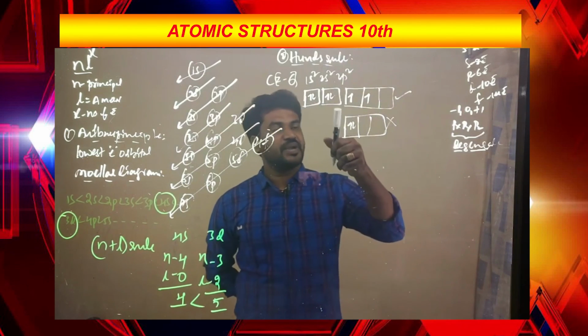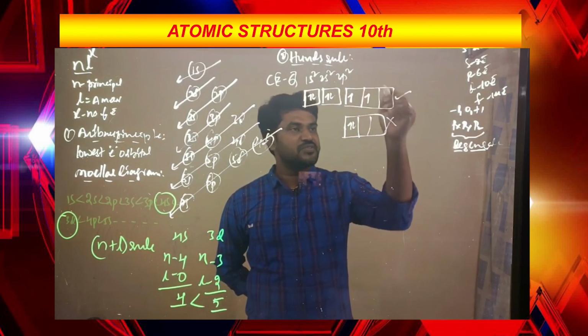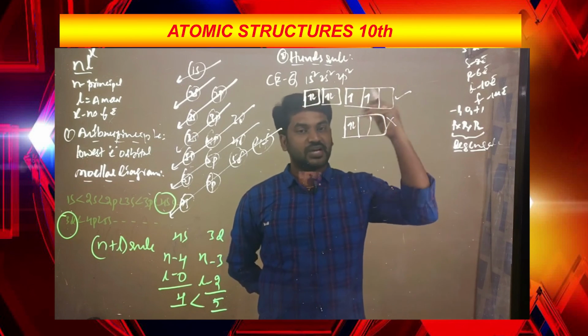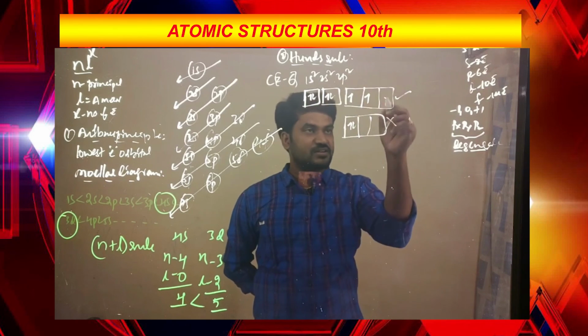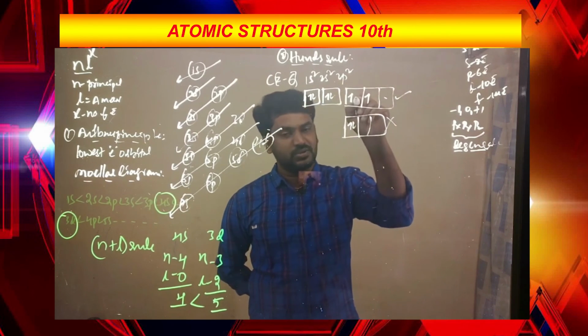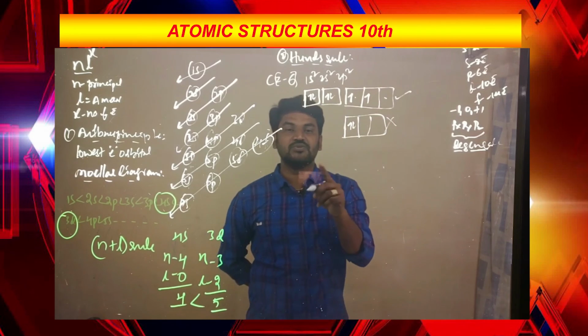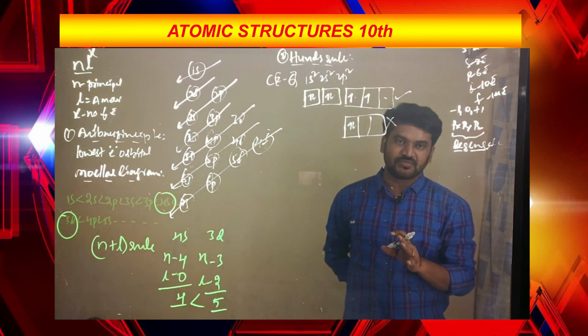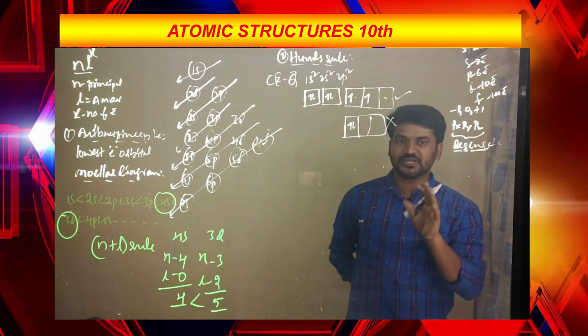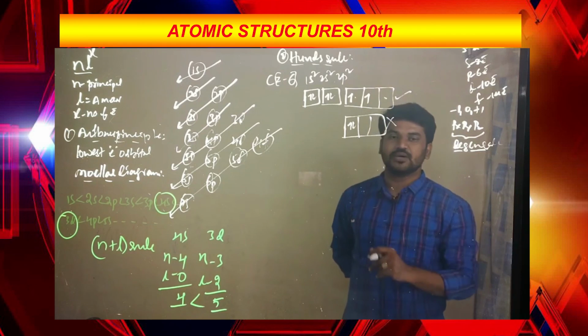So we need to write like this. That is, the pairing should start after filling the degenerate orbitals. That means if you take nitrogen, 1 electron comes to each orbital. If you take oxygen, the next electron comes to the pairing. But first we need to fill the degenerate orbitals with 1 electron each, then only pairing should start. So that is Hund's rule.